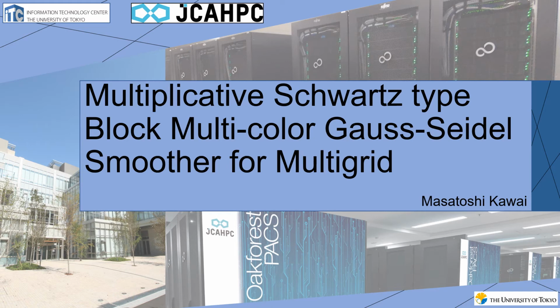This movie introduces a study of a multiplicative Schwarz type block multicolor Gauss-Seidel smoother for a multigrid method. This smoother is new and useful compared with existing ones.